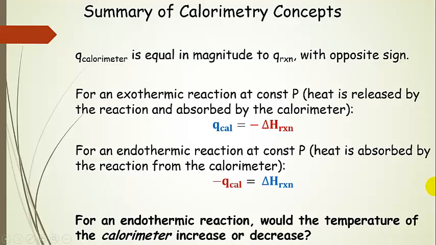Now, would the temperature of the calorimeter increase or decrease for an endothermic reaction? Think about that for a second, and then I'll tell you the answer. If you were thinking that the temperature of the calorimeter would decrease, then you would be correct. Heat would be going out of the calorimeter and into the reaction. The reaction is absorbing heat from the calorimeter, and so the calorimeter temperature would decrease.